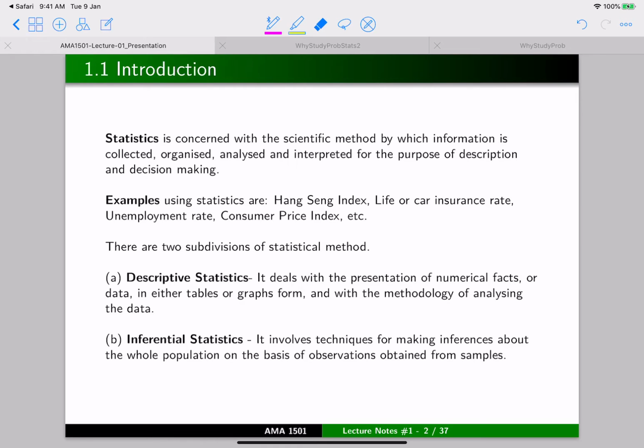There are two main parts of statistics. Descriptive statistics deals with the presentation of numerical facts or data through graphical forms and tables. Inferential statistics involves basically making inferences from a sample of data from a population to determine characteristics of the population.